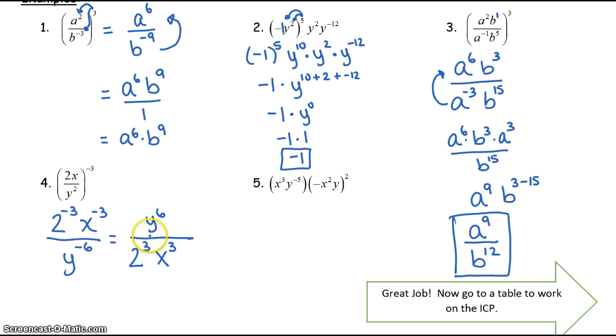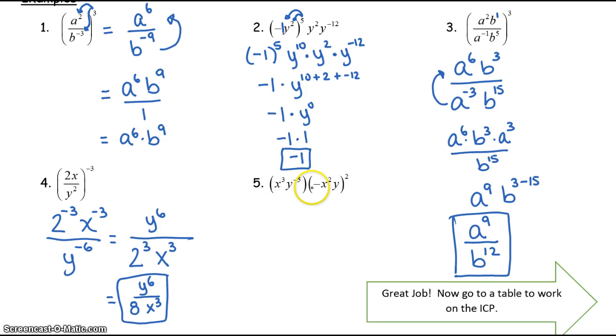We can't really combine the x's and the y's or the 2's. They all have different bases. But what I can do is simplify 2 to the third power. So I'll leave y to the 6th. 2 to the third is 8, and x to the third. So this will be our final answer. I like to simplify my numbers just because I enjoy simplifying.